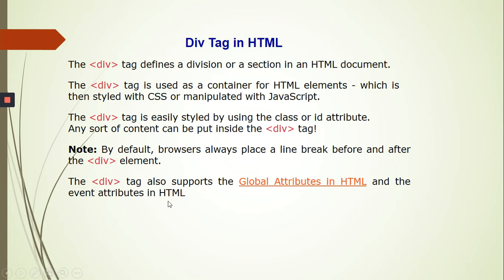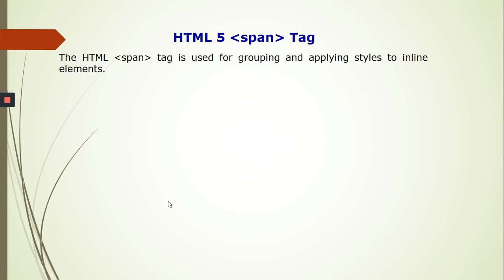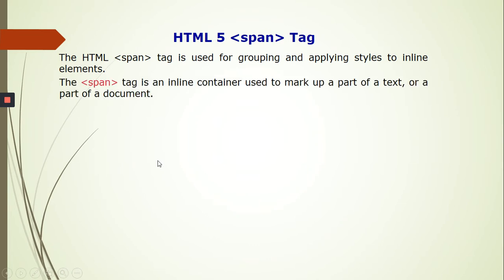So what are global attributes? Not only div, I'll make it very specific, even the span tag supports the global attributes and the event attributes in HTML. First of all, before we understand what a global and an event attribute is, let us proceed further. There's an example I'm skipping. We'll go for the span tag. Similarly, the span is used for grouping and applying styles to inline elements. Inline means it will not give breaks. In a single line only, it will apply grouping and we can apply styles to it. It is again a container, and a paired tag.